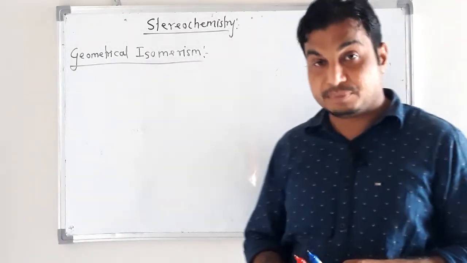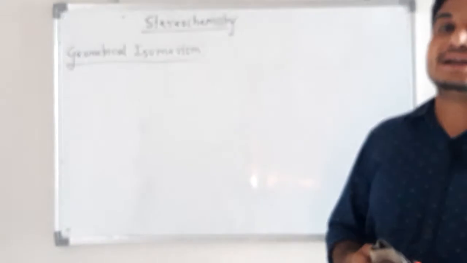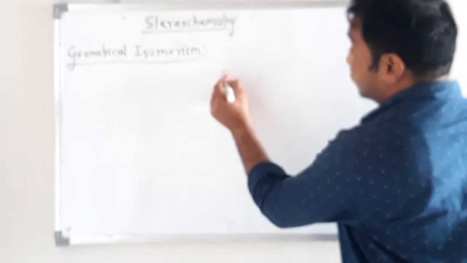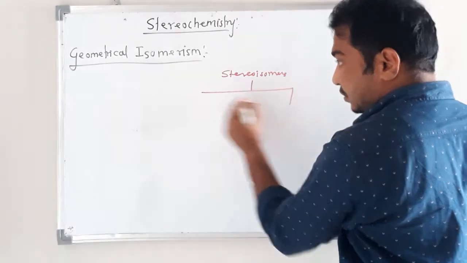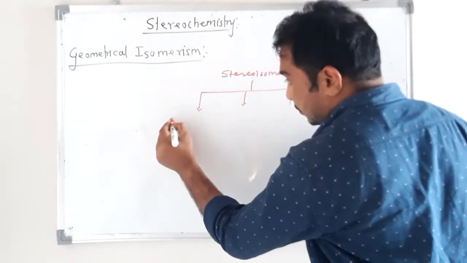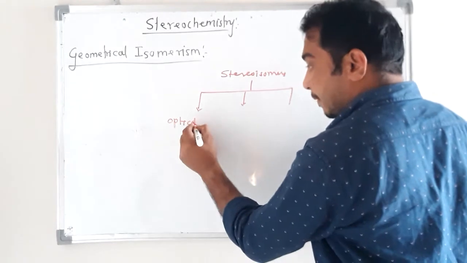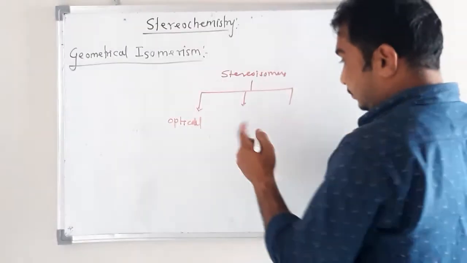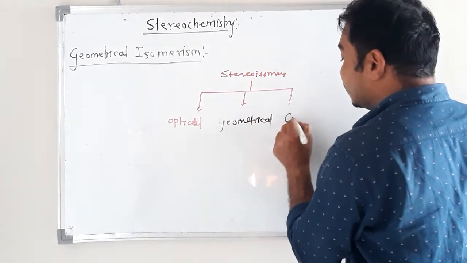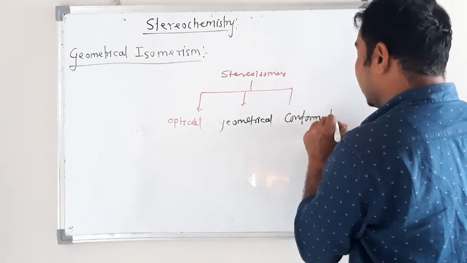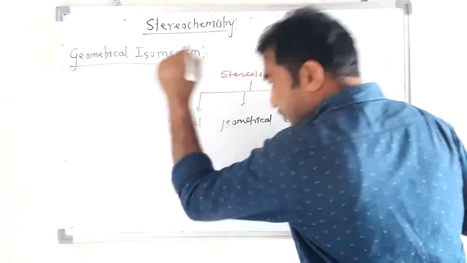Now we have already started stereochemistry, and from this chapter we have already finished optical isomerism. As we know, stereoisomers are of three types. First, optical; second, geometrical; and third, conformational. Now we have already finished optical.